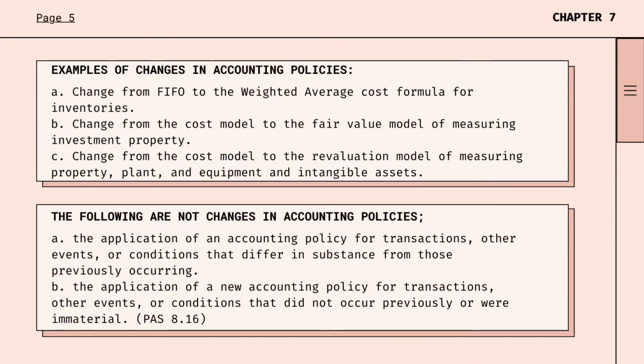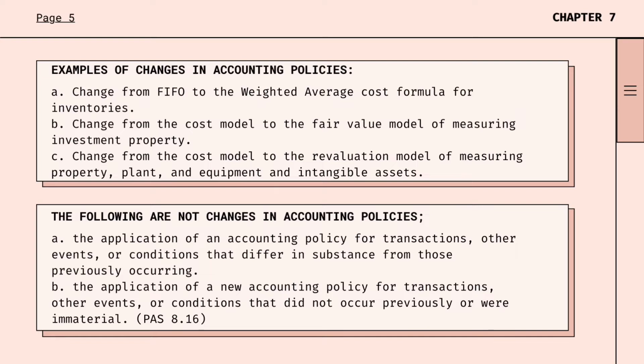Here are some examples of changes in accounting policies. Change from FIFO to the weighted average cost formula for inventories. Change from the cost model to the fair value model of measuring investment property. Change from the cost model to the revaluation model of measuring property, plant, and equipment and intangible assets.